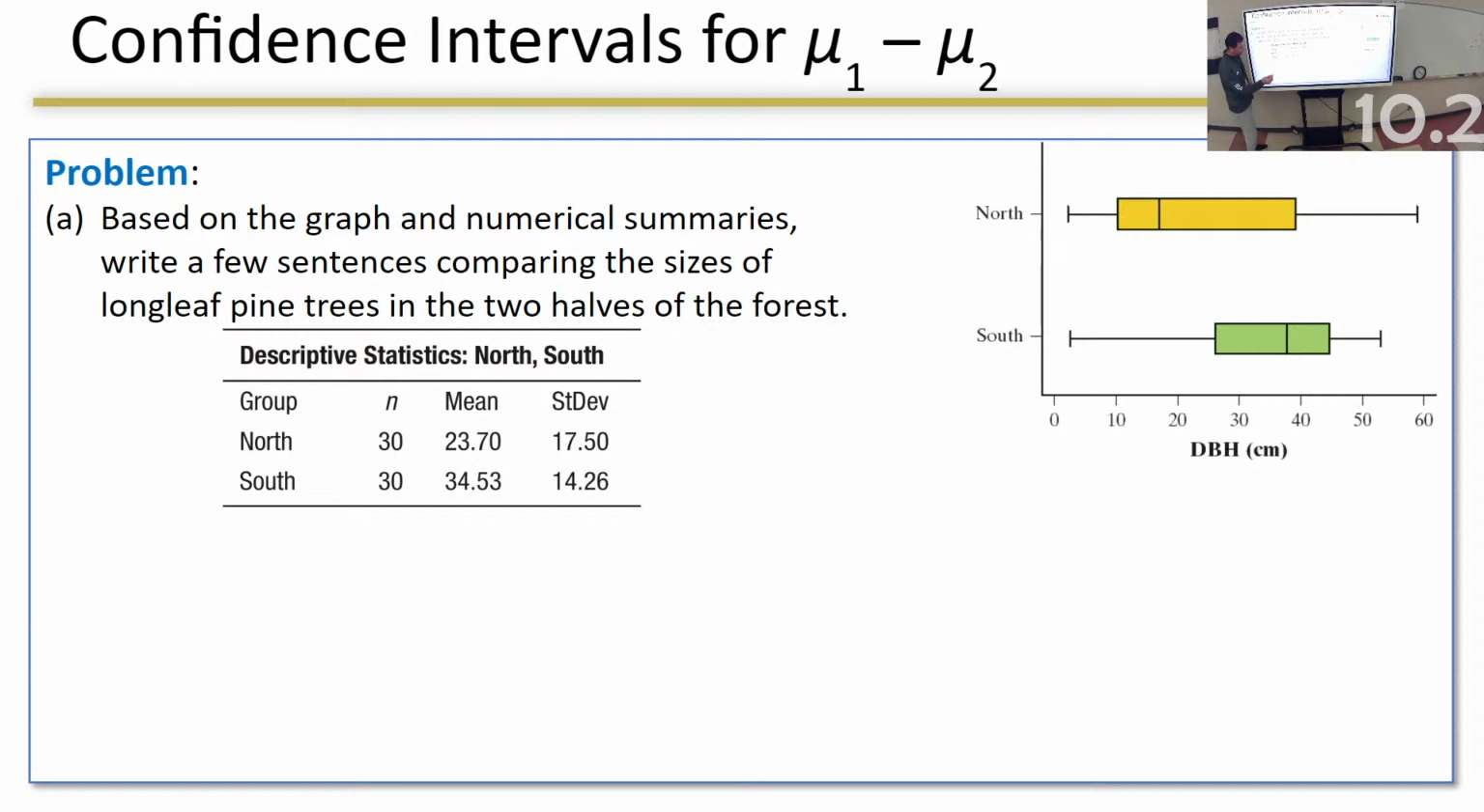The center, or the middle, of the northern group is smaller than the southern group. You don't have to say what they are, you just have to compare them. You may remember that from chapter 1 or chapter 2. Then the spread, the variation, or you could say standard deviation, is larger for the northern group than the southern group. Again, you don't have to give numbers, just compare larger and smaller. If you say the northern is 23.7 and the southern is 34.5, they're going to ding you because you didn't compare. You just told me what they were.